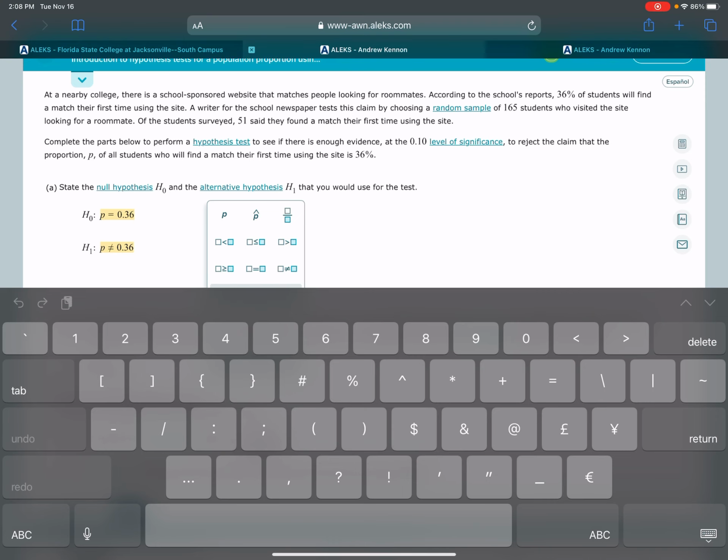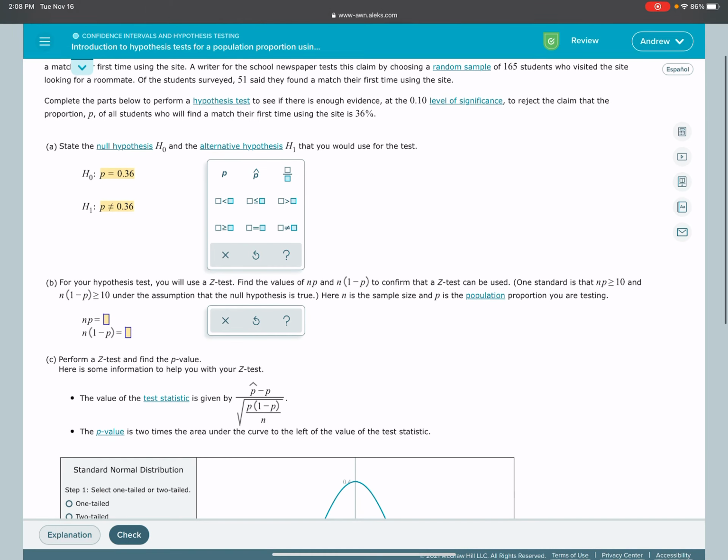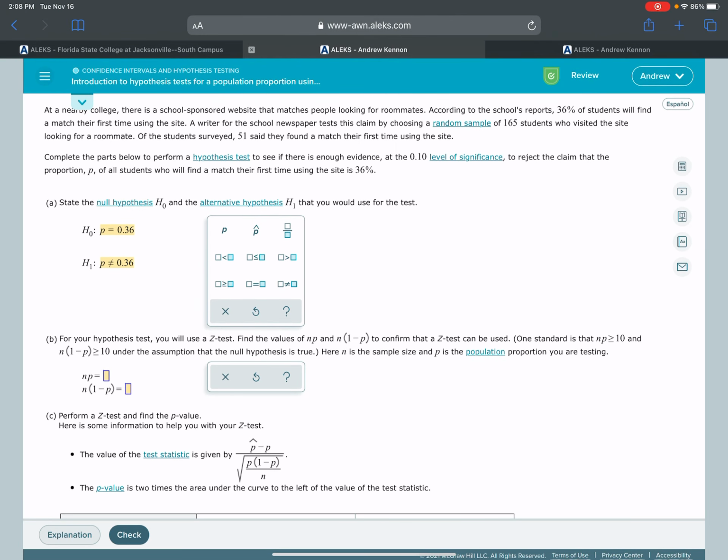So we can't go ask everybody at school. So what we do is we go to a sample of 165 people and get how many used it. Again, the null hypothesis, the H sub 0, H naught, is going to be always equal on these problems. The H1, the alternate hypothesis, you have to read the problem to figure out if it's less than, greater than, or not equal to. So for part B, we got to see, can we do a z-test?